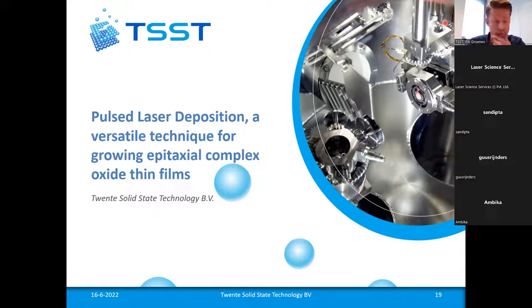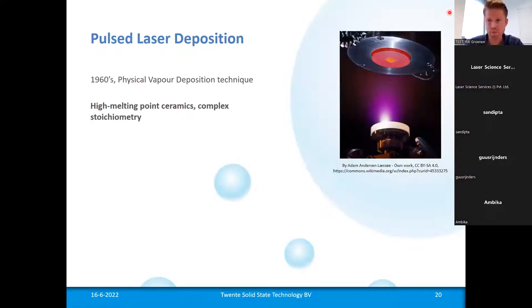Then I'd like to go a little bit into detail regarding PLD as the deposition technique itself. So a little bit more of a fundamental talk now. So indeed developed in the 60s as a physical vapor deposition technique, really following the development of high power lasers essentially. So with this development, people could start interacting these lasers with materials, and you could first see this ablation starting to happen.